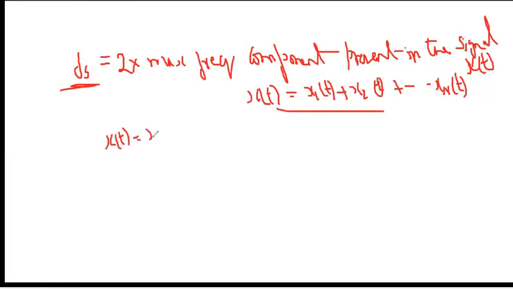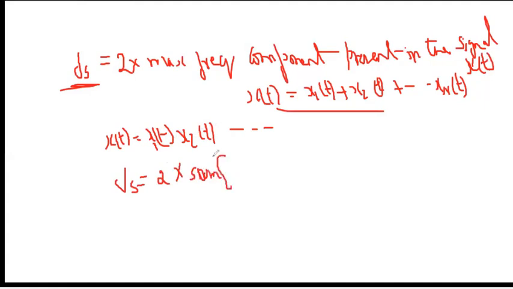Now if x of t is equal to x1 of t times x2 of t, a product, the sampling frequency Fs is equal to 2 into the sum of the frequencies F1 and F2 and so on, Fn. If it is a sum of signals, it is 2 into the maximum frequency component present in the signal, and whenever it is a product, the sampling frequency is 2 into the sum of the frequency components.